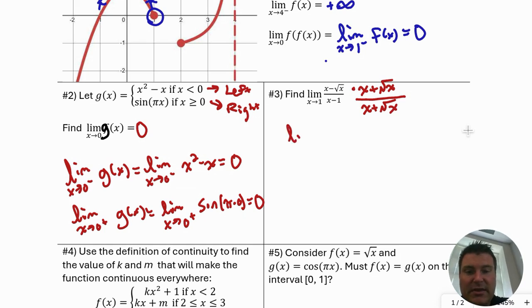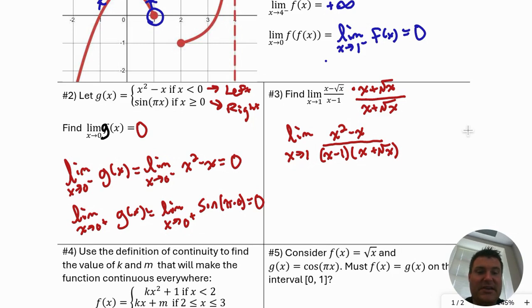That's going to give me the limit as x approaches 1. The top becomes x squared minus x, and that's going to happen because of the conjugate. The middle terms do cancel out. And I'm going to leave this x minus 1 on its own here because I think I can start to find some things that are going to cancel out.